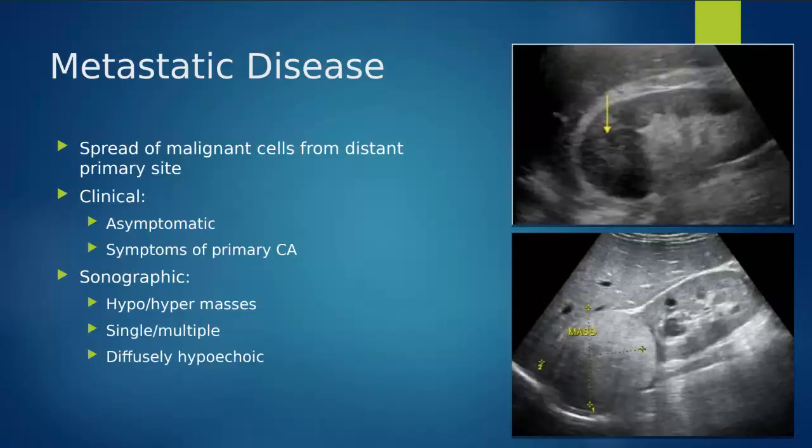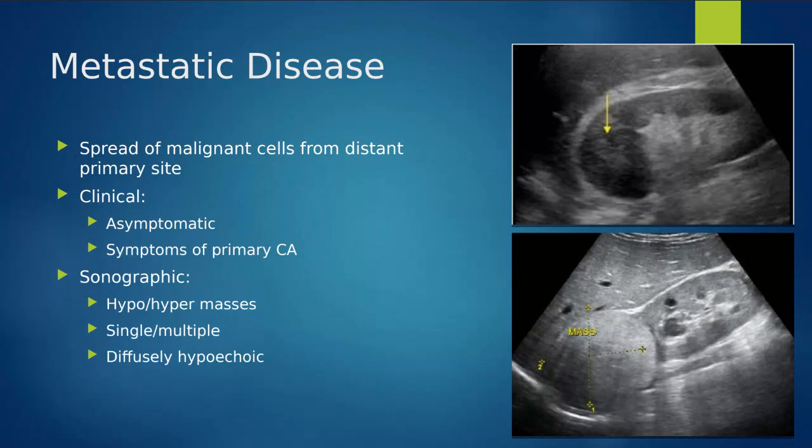And of course, metastatic disease. Cancer can spread anywhere in the body. So anywhere from the body to the kidney, we're usually going to have symptoms of that primary cancer. And on ultrasound, if it does spread to the kidney, it's very variable.